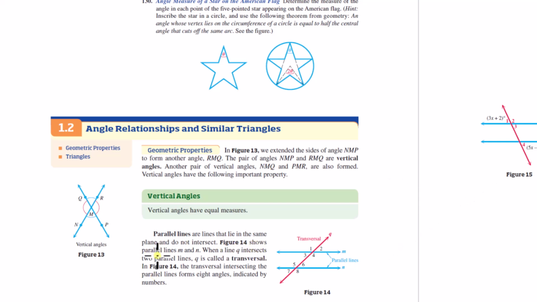Figure 14 shows parallel lines M and N. When a line Q intersects two parallel lines, Q is called a transversal. So a line that intersects two parallel lines is called a transversal. In figure 14, the transversal intersecting the parallel lines forms 8 angles indicated by numbers. Right? So you've got two parallel lines in a plane, and any line that's not parallel to those two lines is going to intersect those two lines, and that intersecting line is called a transversal, and it forms 8 angles.